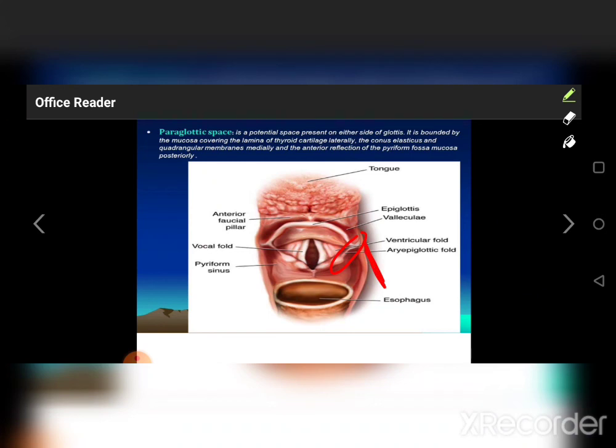So this is the paraglottic space. It is the potential space present on either side of the glottis. It is bounded by the mucosa covering the lamina of thyroid cartilage laterally, and conus elasticus and quadrangular membrane medially, and the anterior reflection of the pyriform fossa mucosa posteriorly.